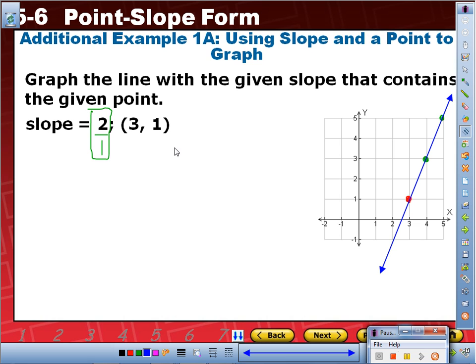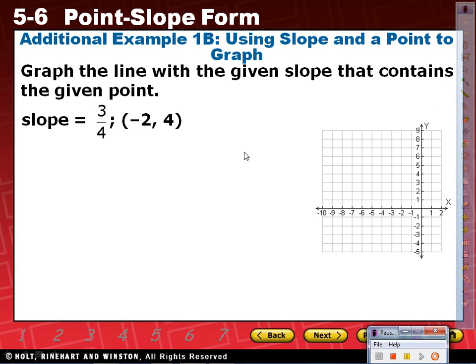Okay, so everybody copy this. That was 1A. Now copy 1B. Copy this next one down, please. Since we already have these instructions on the other example, just write example 1B, slope 3/4 and point -2, 4. No, I just said use the one to the right of that.